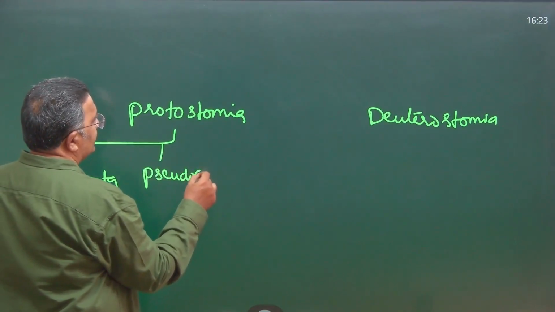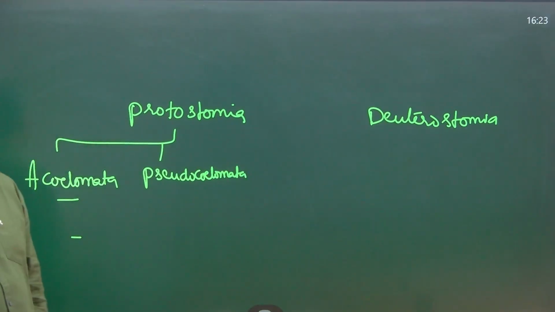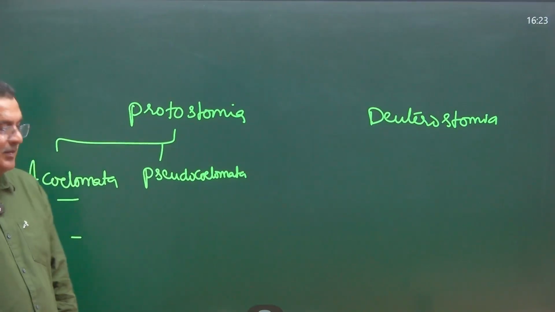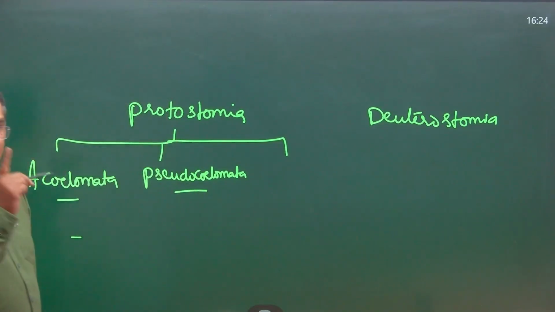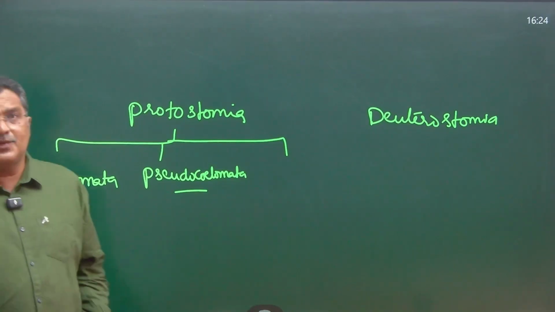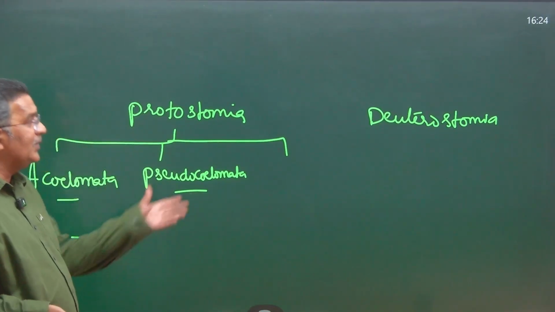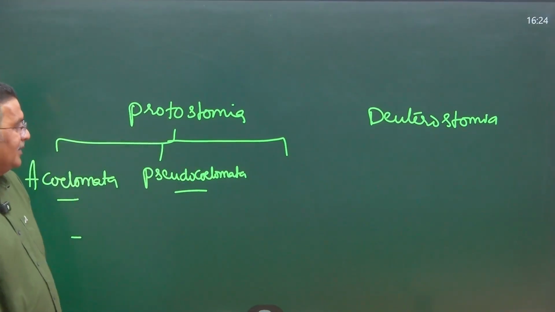Pseudocoelomata: false body cavity. Aschelminthes. And I said to remember one other phrase, scattered mesodermal pouches. You may ask, sir, what are scattered mesodermal pouches? For that only this much I explained. Otherwise, remember that line, that's all.